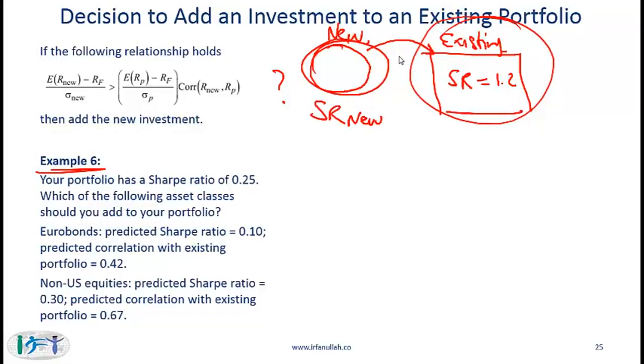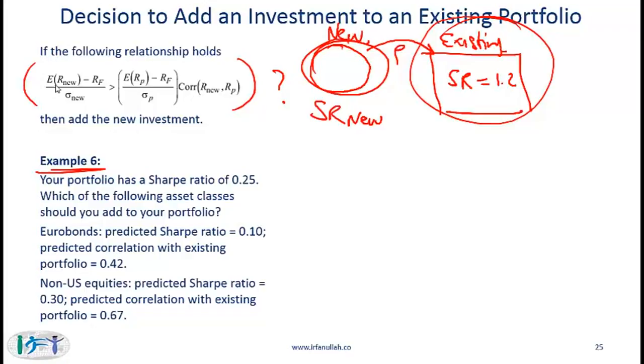And you should also look at the correlation between the new investment and the existing, because as we've discussed before, if the correlation is low, then the diversification benefit is going to be high. So here now is the specific relationship that you look at, and if this relationship holds, then you add.